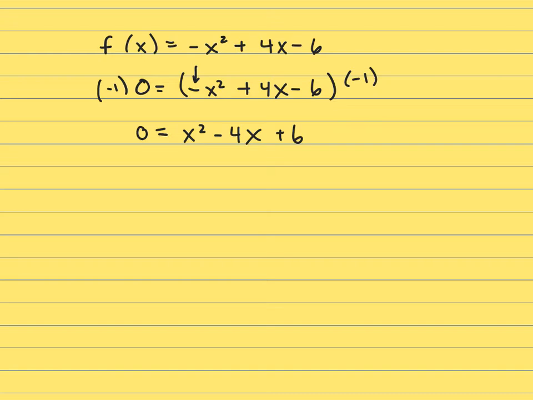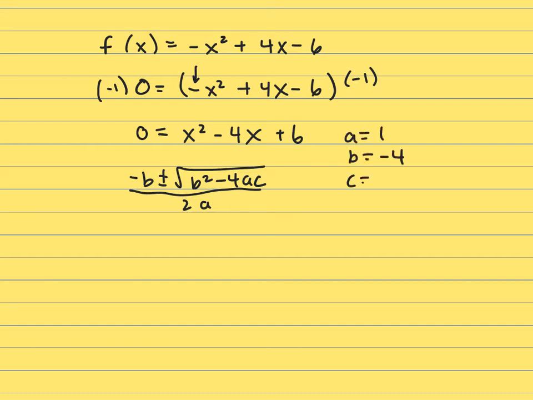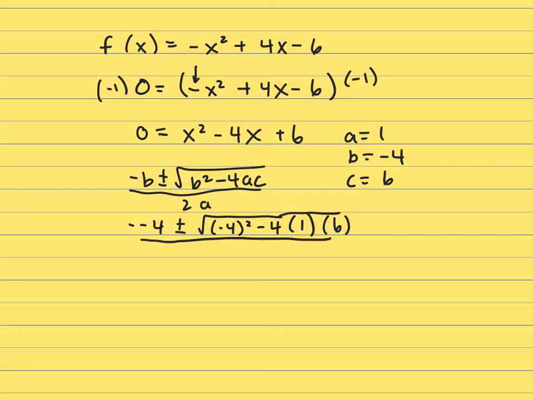And so let's use the quadratic formula. Negative b plus or minus the square root of b squared minus 4ac, all over 2a. And a is 1, and b is -4, and c is 6. So that's going to be the negative of -4, plus or minus the square root of (-4) squared minus 4 times a times c, all over 2 times a, which is 1.